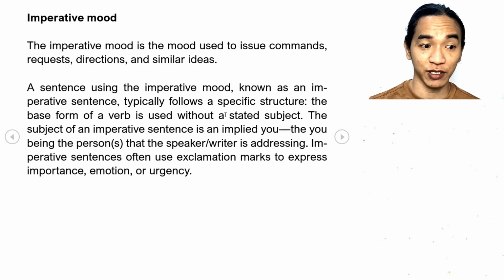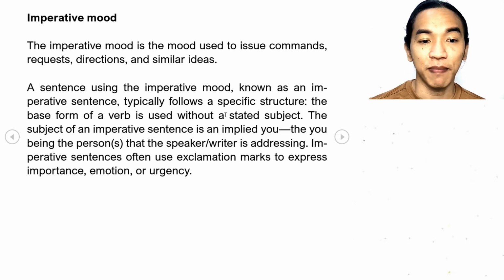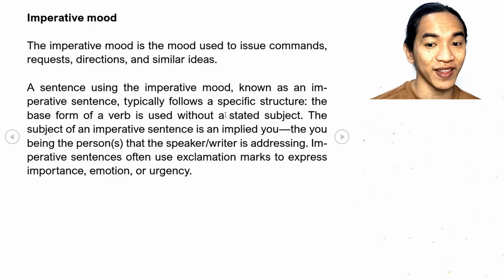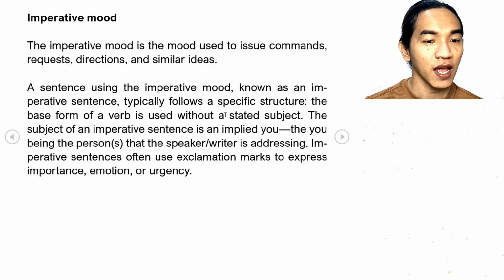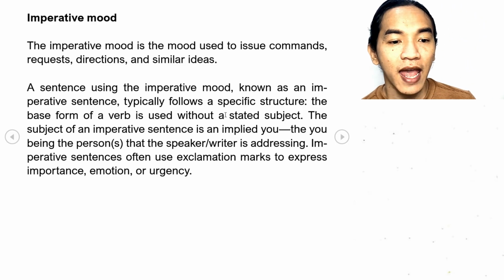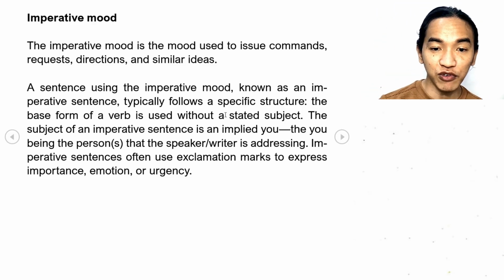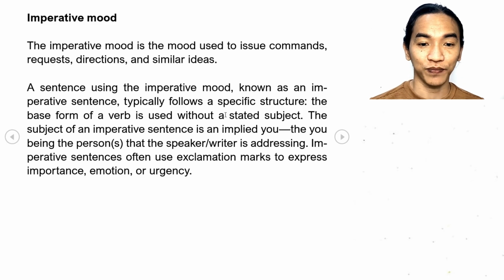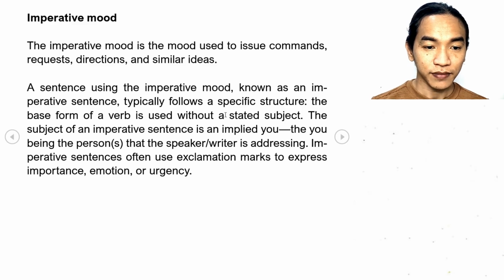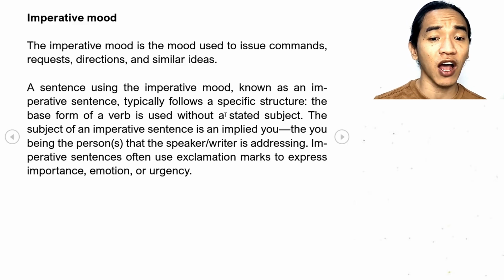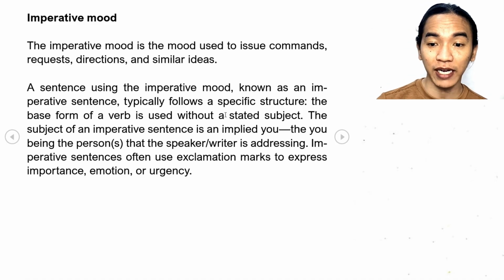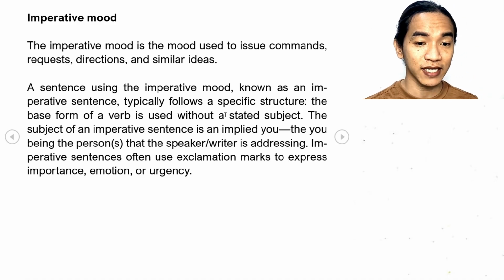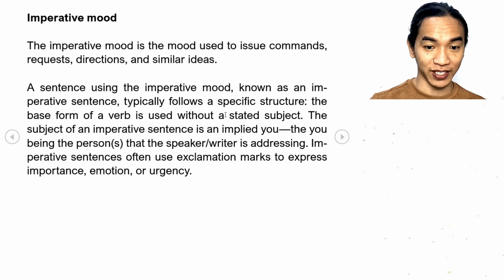Of course, there's a specific structure to that. The base form of a verb is used without a stated subject. Later on, we will be talking about this one. The subject of an imperative sentence is an implied you, the person that the speaker is addressing. Imperative sentences often use exclamation marks to express importance, emotions, or urgency.